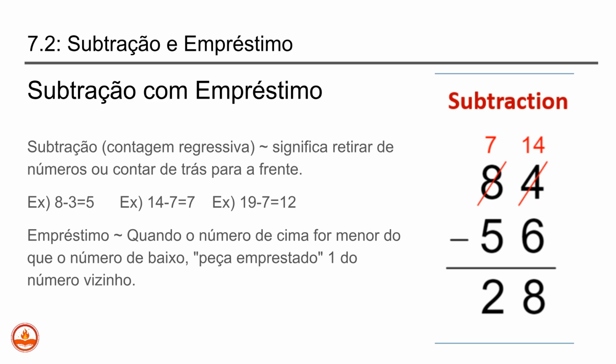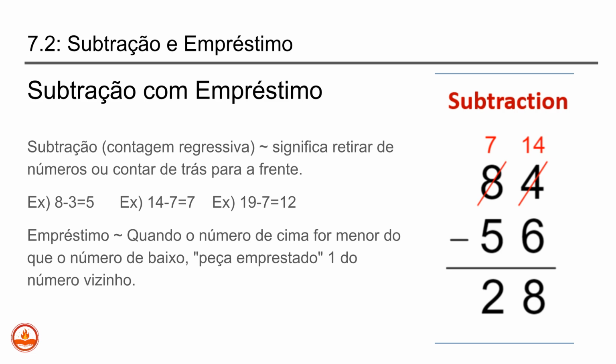Let's now move on to subtraction and borrowing. Subtraction means taking away from numbers, or counting back. Examples include 8 minus 3 equals 5, 14 minus 7 equals 7, and 19 minus 7 equals 12. Now remember, we only use borrowing when the top number is smaller than the bottom number. So then we borrow 1 from the number next door. Let's explain.